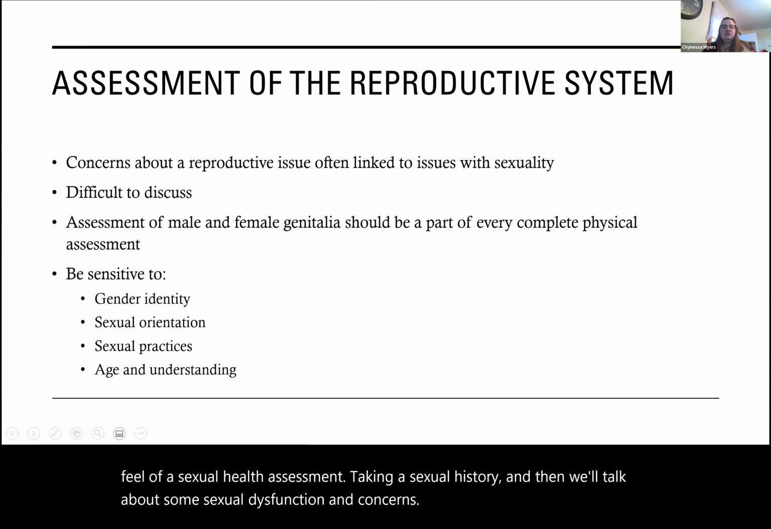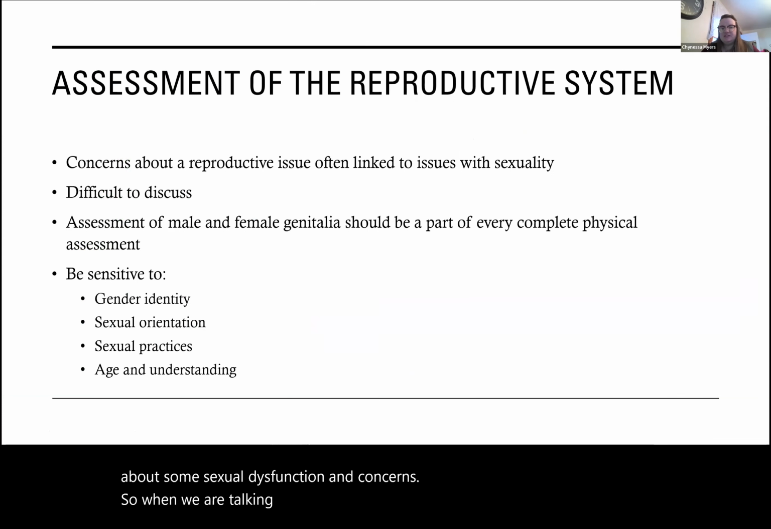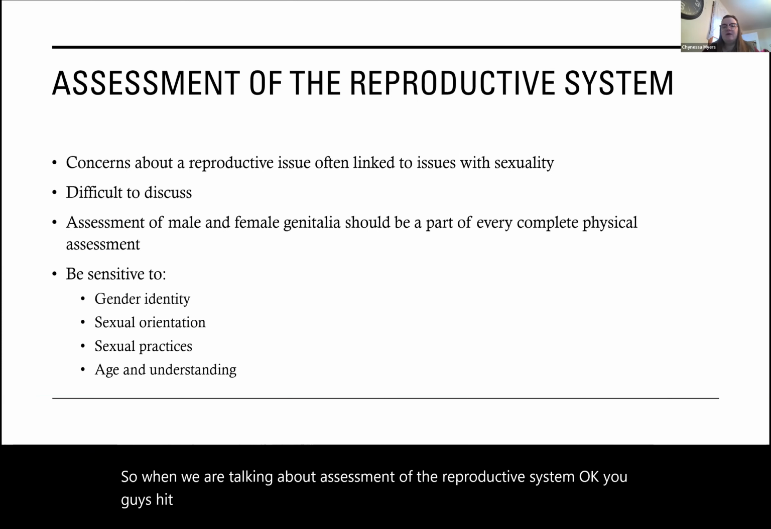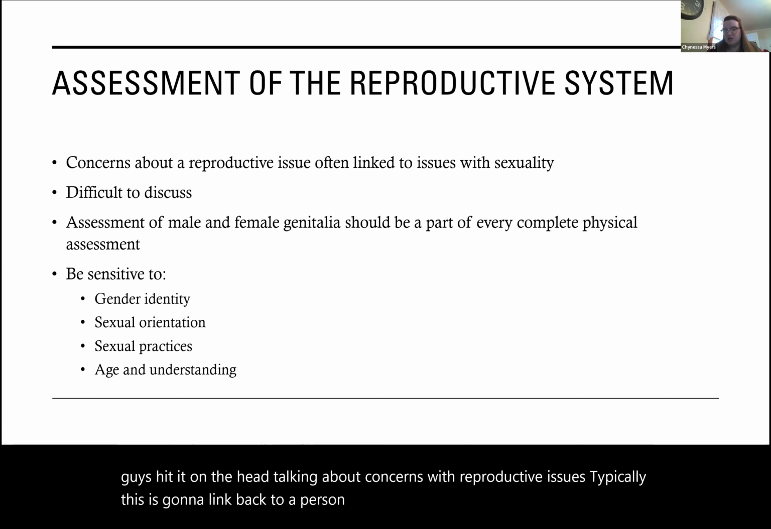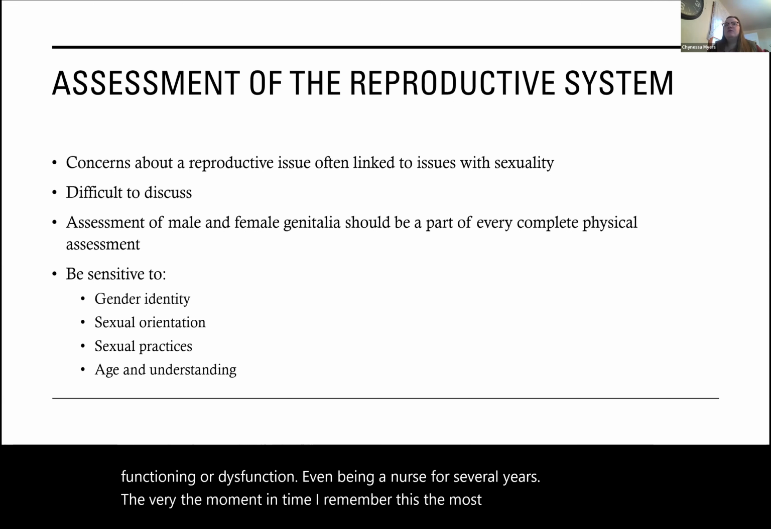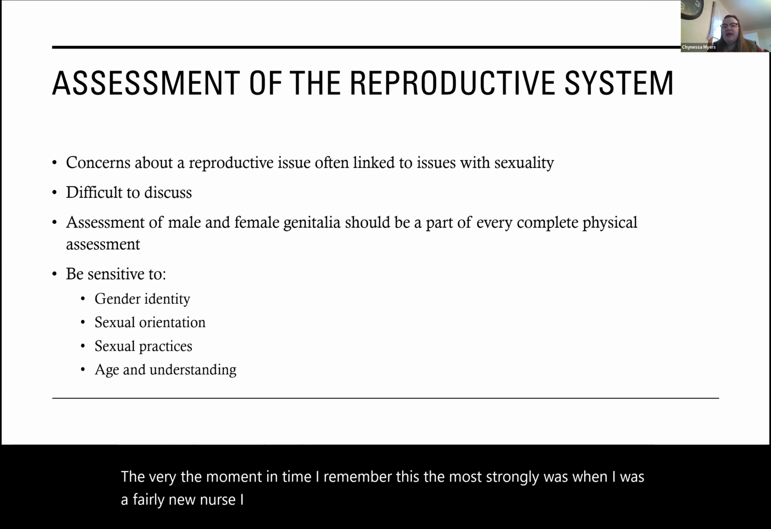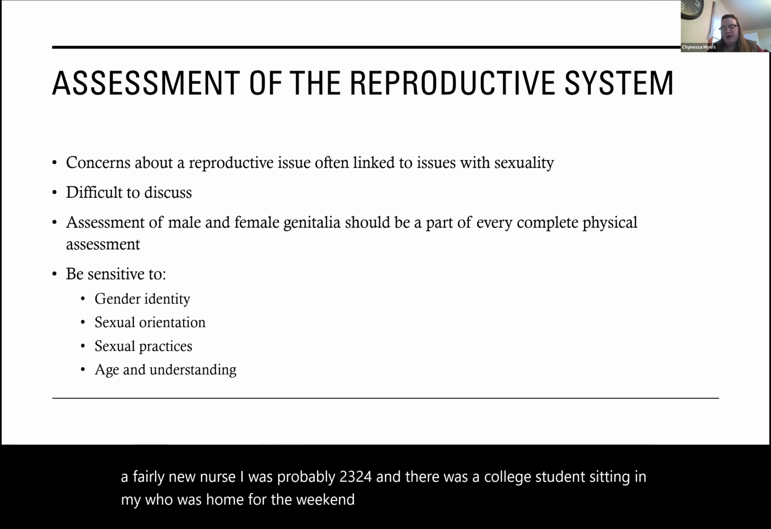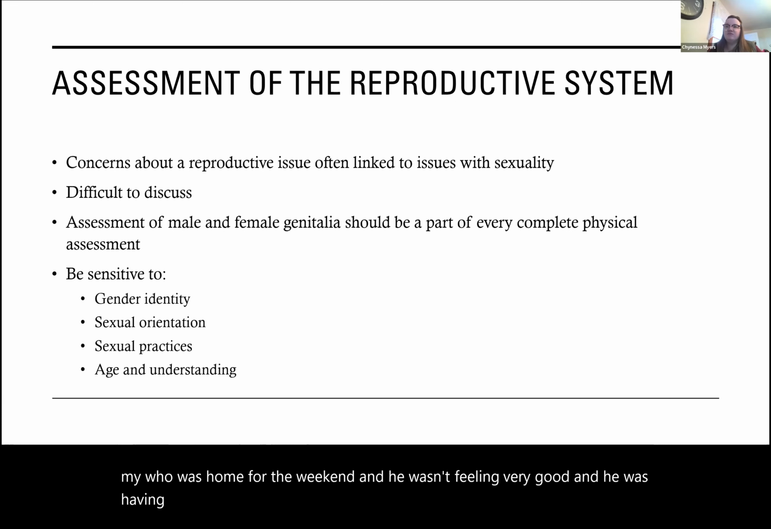Okay. So when we are talking about assessment of the reproductive system, you guys hit it on the head talking about concerns with reproductive issues. Typically, this is going to link back to a person's sexuality or concerns about their sexual functioning or dysfunction. Even being a nurse for several years, the moment I remember this the most strongly was when I was a fairly new nurse, probably 23, 24. There was a college student sitting in my ER who was home for the weekend and he wasn't feeling very good. He was having lower abdominal pain and some fever, and that was it. He didn't have any other symptoms.